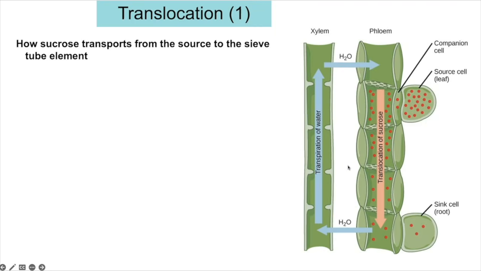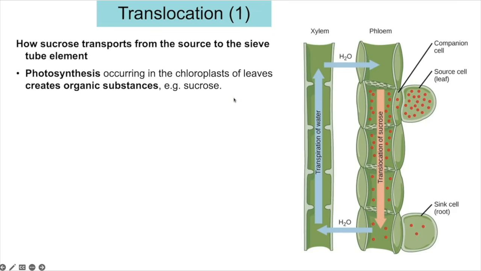So that's the concept of mass flow in terms of the pressure changes, but you also need to know how does the sucrose, which we're using as our example of the organic substance, get from the source cell into the sieve tube element in the first place. And this is where we see the role of active transport and the need for energy.